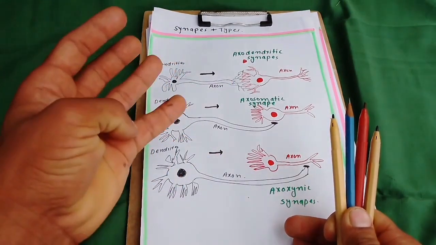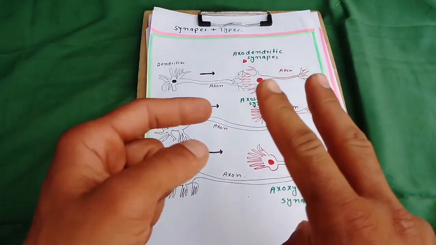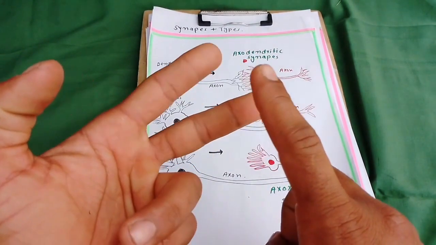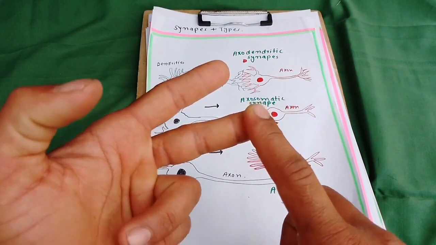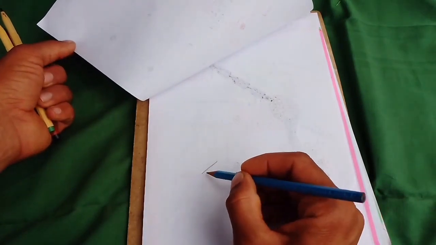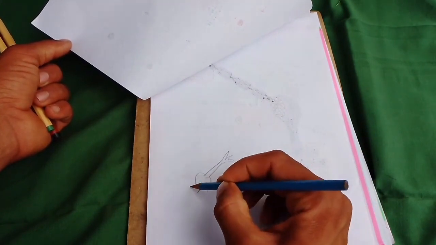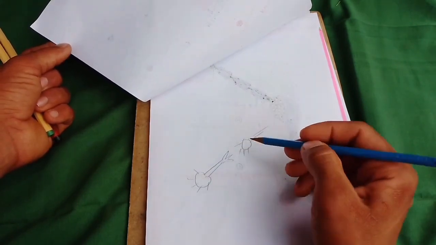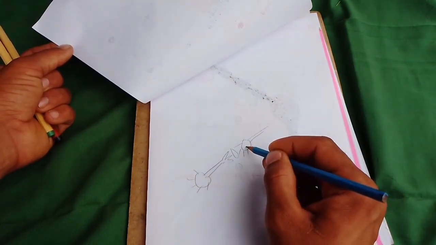What is synapse? Synapse is the site where two neurons communicate with one another, or a neuron communicates with the muscle cell, or a neuron communicates with the glandular cell. Suppose this one is a neuron. When one neuron communicates with another neuron, a specific site is called synapse. One neuron communicates with another neuron with the help of synapse.